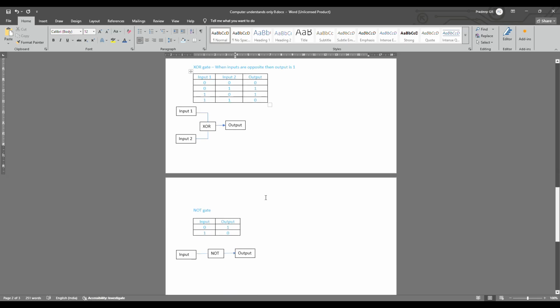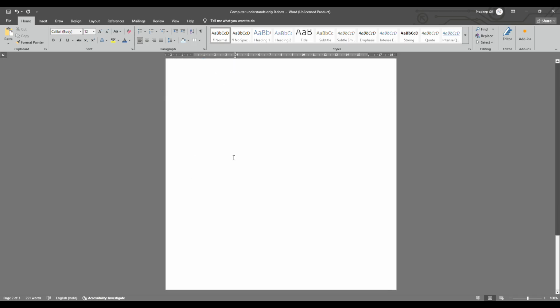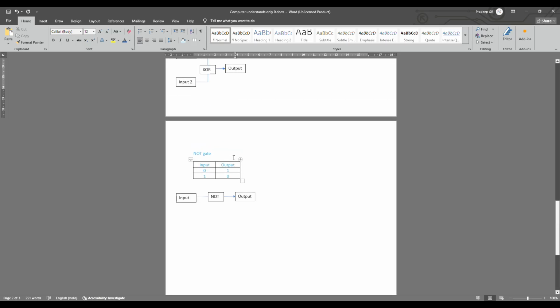And last but not least is the NOT gate, where there is an input, then the NOT gate, then the output. Whatever input you give, you get the opposite. When you give input 0, the output will be inverted. That means 0 will become 1, and 1 will be converted to 0. That is the NOT gate. So these are the basic gates available in C.